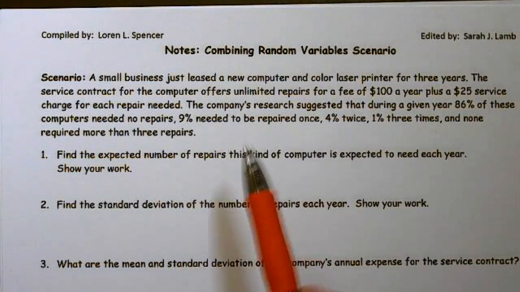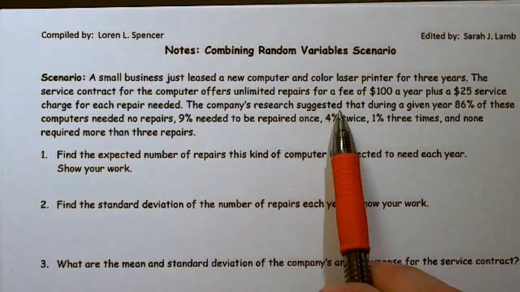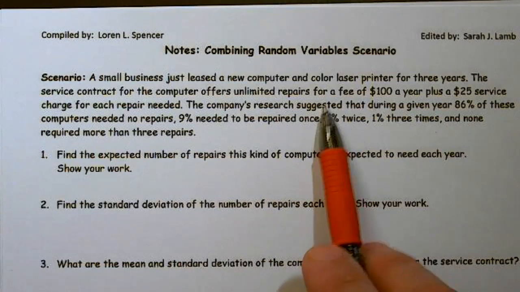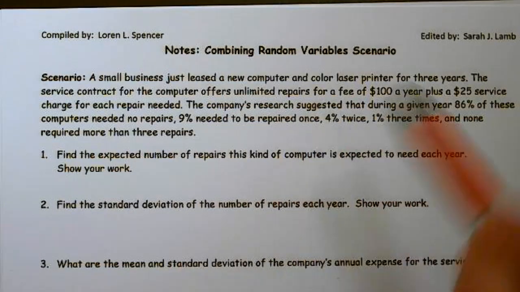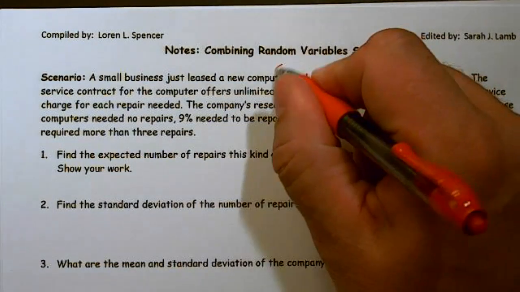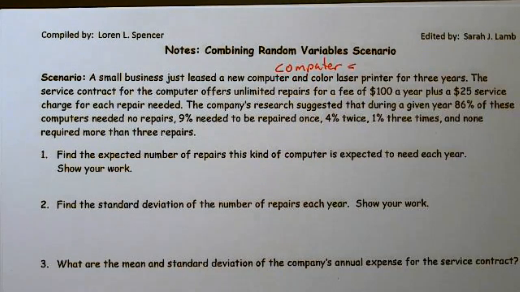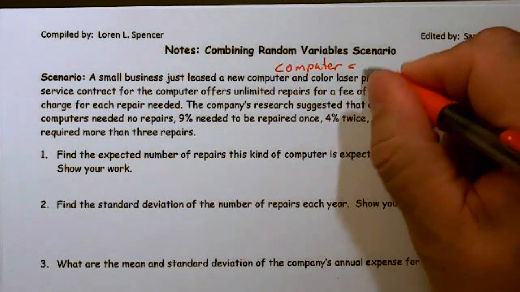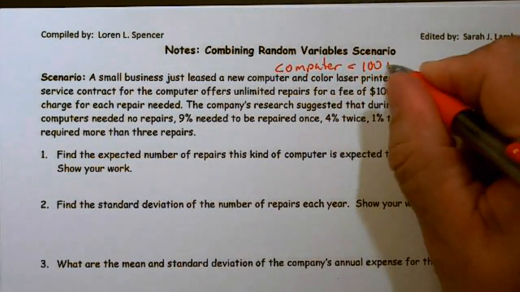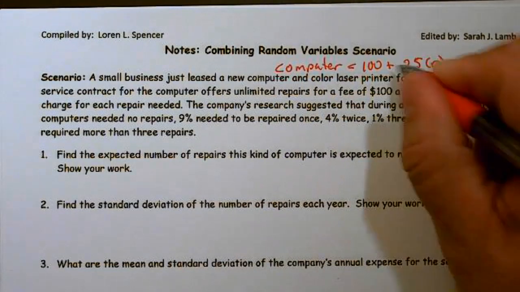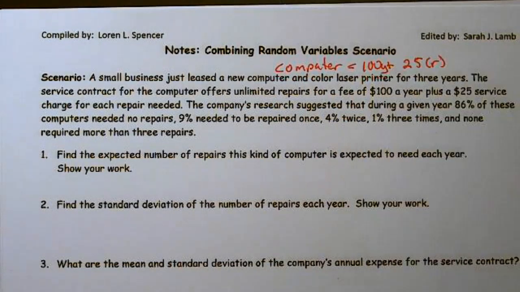The service contract for the computer offers unlimited repairs for a fee of $100 plus a $25 service charge for each repair needed. So this is a service contract for the computer, and basically they're saying the computer equals $100 a year plus $25 for each repair. $100 plus 25 per repair. I'm going to put a Y here for year.